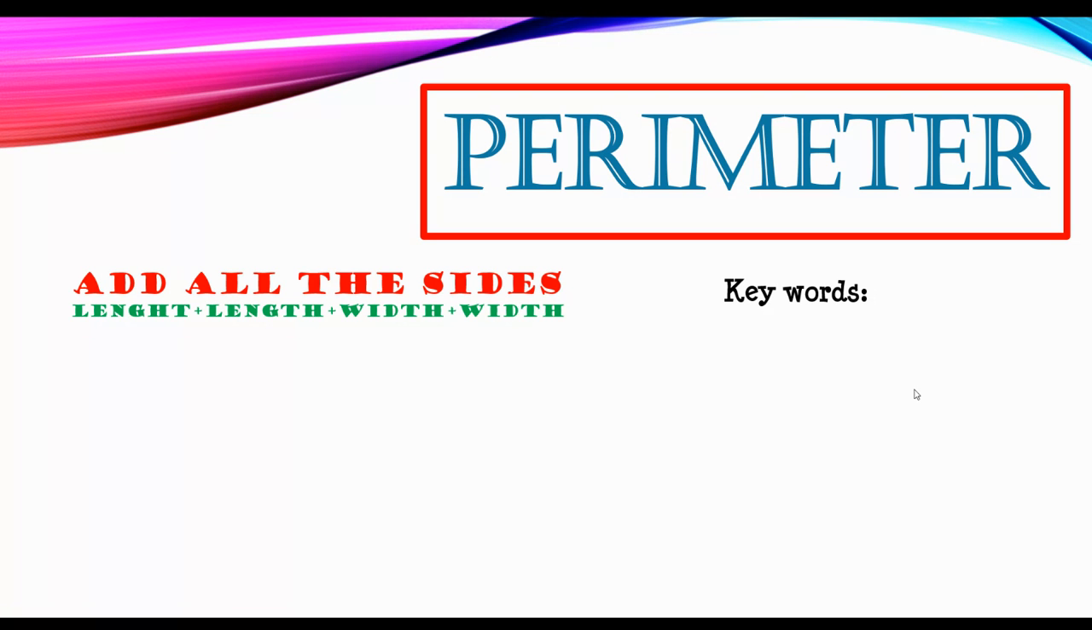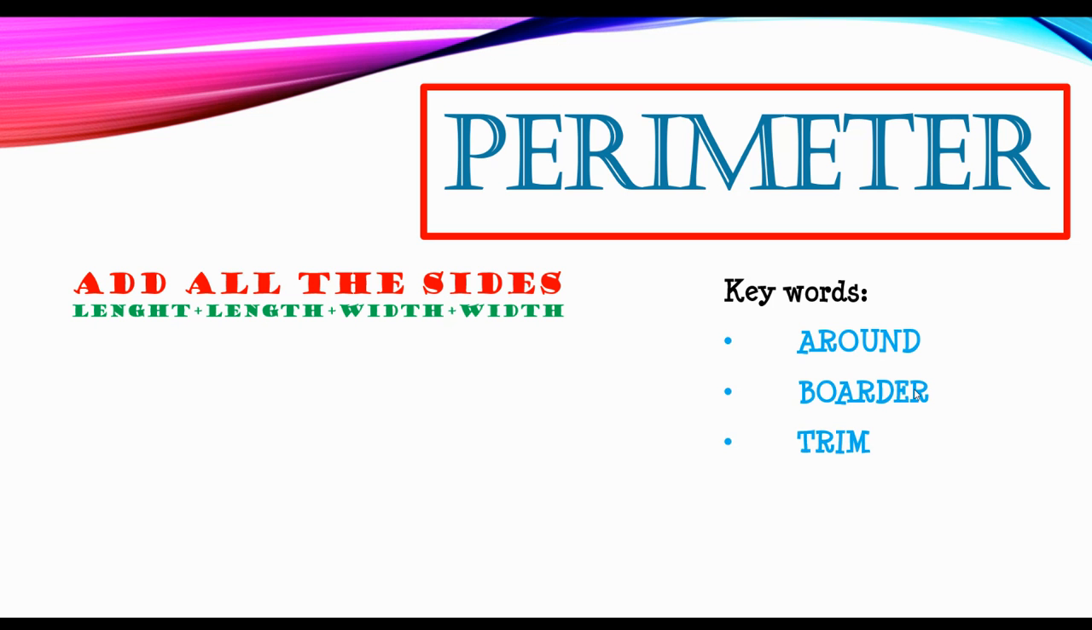Some key words that you should be looking for to let you know that you are looking for the perimeter are "around." So if the problem says something about around the house or around the field, then you know that they're talking about the perimeter. The border. So in my classroom, I had the Christmas lights around the border. And again, that would be the perimeter.